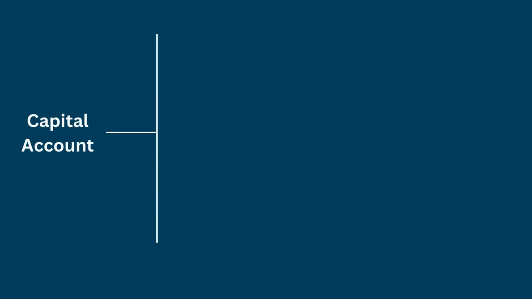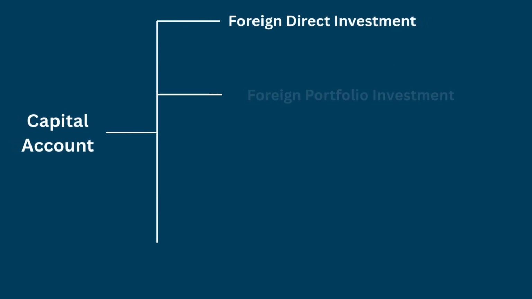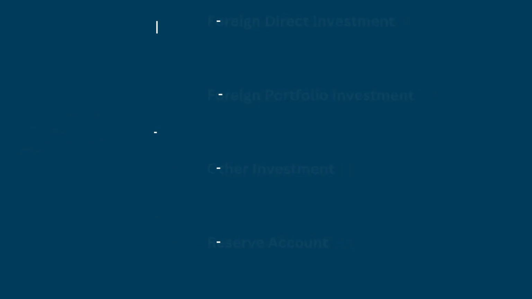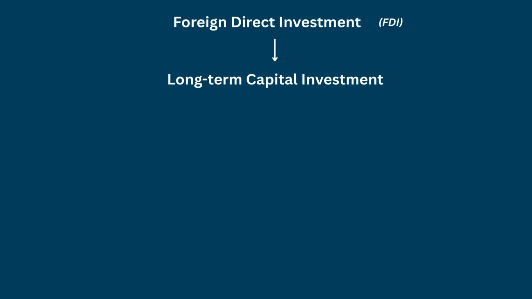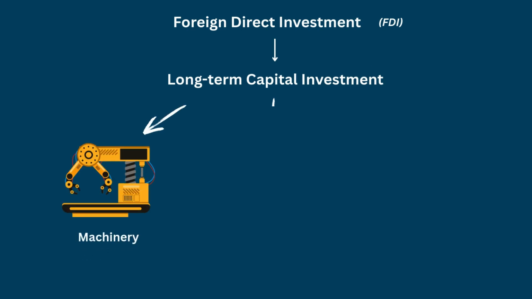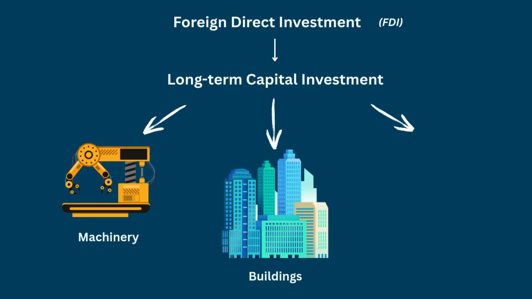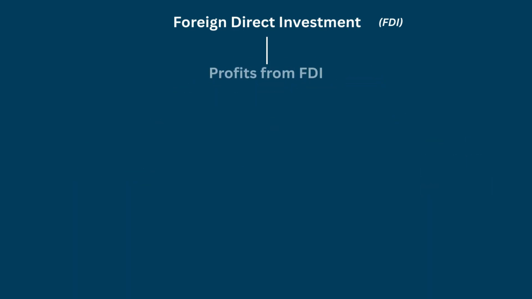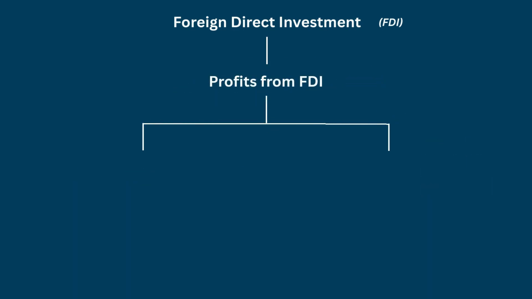The capital account includes foreign direct investments, portfolio investments, other investments, and reserve account. Foreign direct investment, or the FDI, refers to long-term capital investment, such as the purchase or construction of machinery, buildings, or manufacturing plants. However, profits from these investments, that are not reinvested, are counted in the current account.